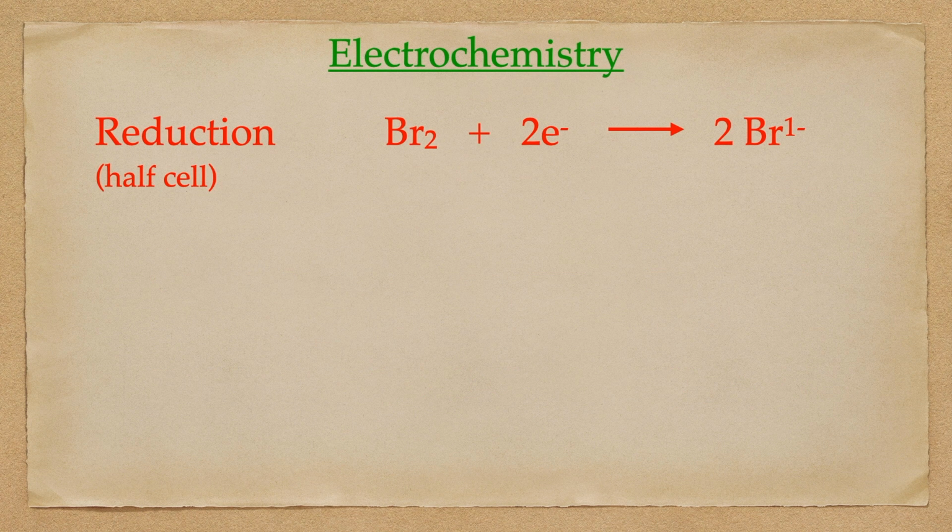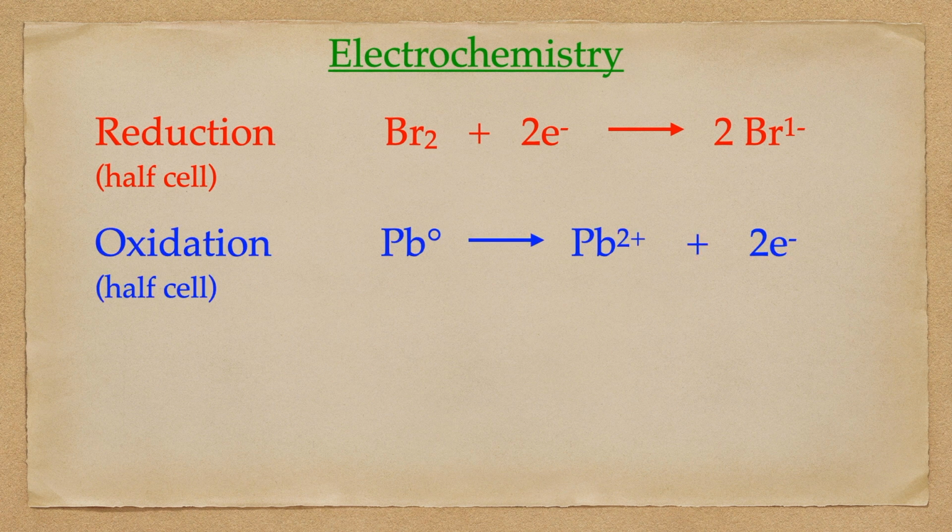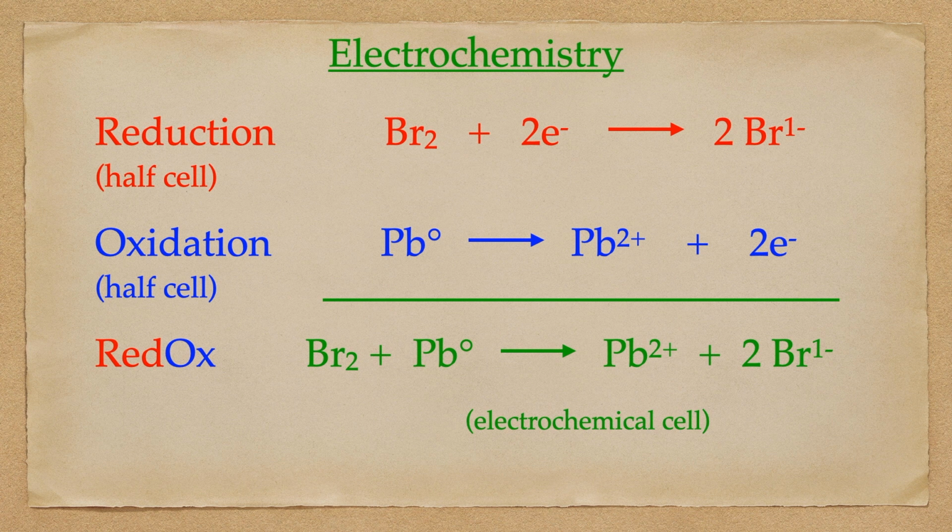Another possibility is bromine can gain 2 electrons to become 2 bromide ions, and that's the reduction half cell. Lead loses 2 electrons to become lead 2+, that's the oxidation half cell. Put together, they form a redox electrochemical cell. Often we'd write this as a synthesis reaction, bromine and lead forming lead 2 bromide.